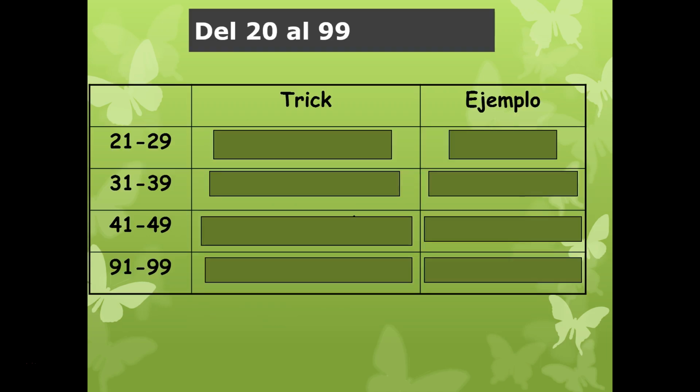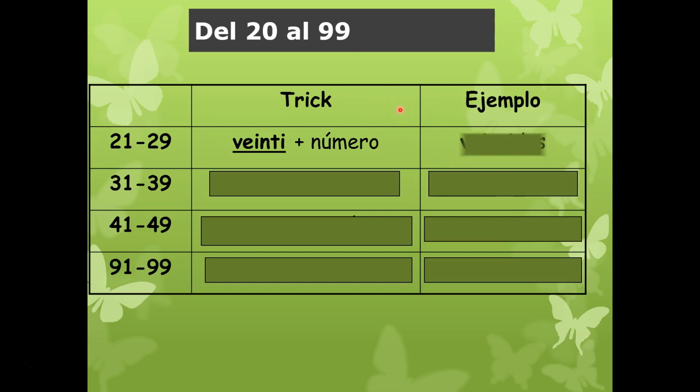There's a little trick that I want to teach you. So here's the trick. You're gonna say 20 más the number to say the number. For example, 22. Which number is this one? Yes, you're right. It's 22. Look at the trick: 20 plus the number.